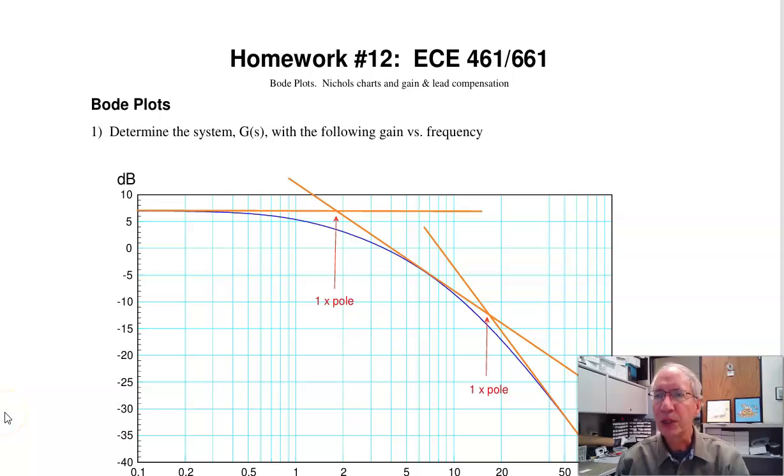Here are solutions to homework set number 12 for ECE 461-661 control systems. This homework set looks at Bode plots, Nichols charts, gain and lead compensator design in the frequency domain.